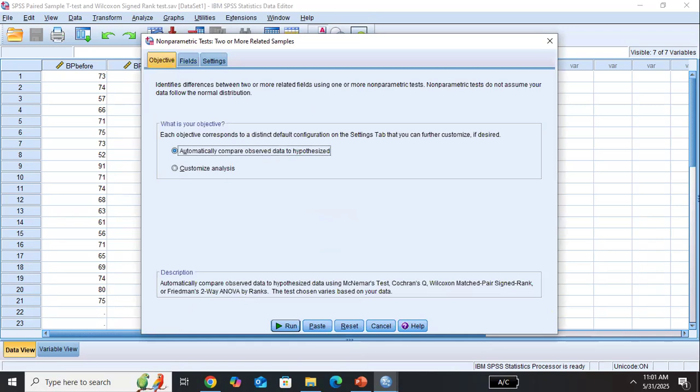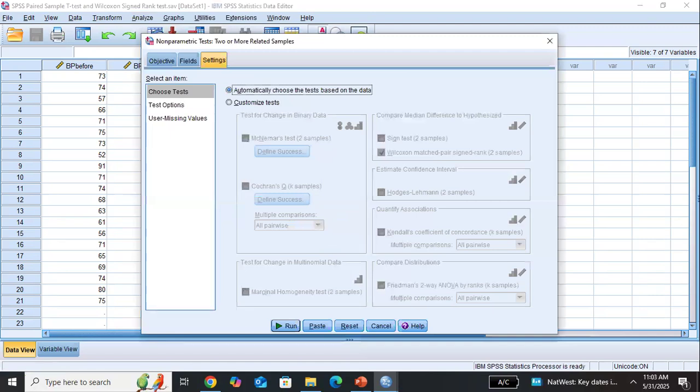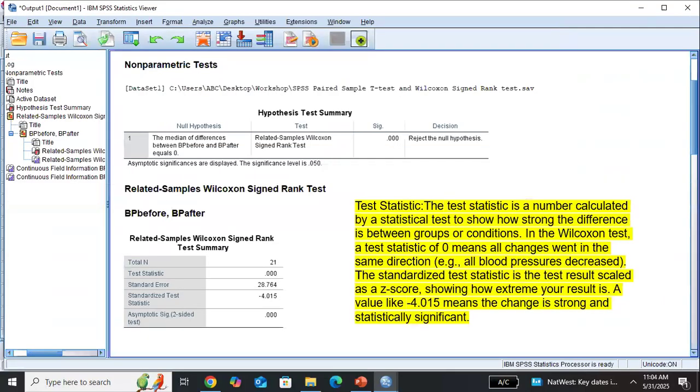In the objective tab, just place blood pressure before and after. If you choose automatically choose the test based on the data, SPSS on its own will work it out and apply the Wilcoxon signed rank test. But if you want to customize, you can also do that. And if you want to leave it to SPSS, SPSS knows how to apply the Wilcoxon test. It will automatically select the Wilcoxon test. So this is how the Wilcoxon test will be presented.